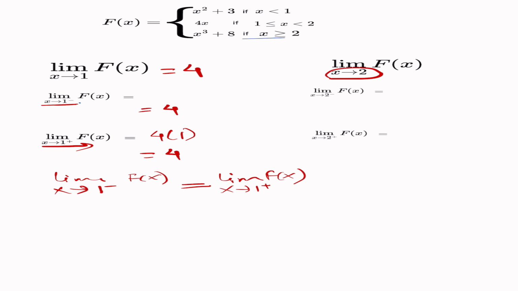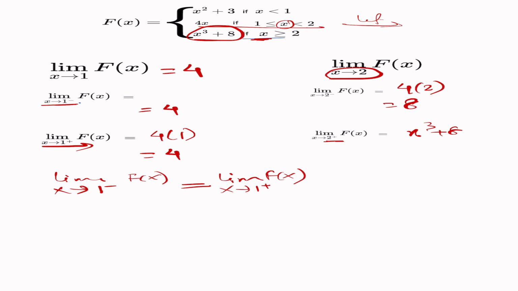So let's say first we have to do from the negative side. So we have to use this function since x is less than 2. It's going to be left side, right? So x approaching to 2 from left side for f of x is just going to be simply 4 times 2, which is 8. And x approaching to 2 from right side for f of x will be simply this function since x is more than 2. So it's going to be x cubed plus 8, right? So 2 cubed plus 8, which is 8 plus 8, which is 16, right?